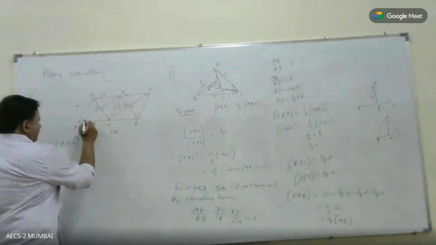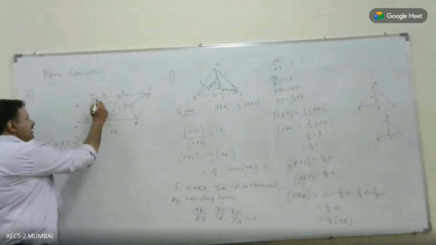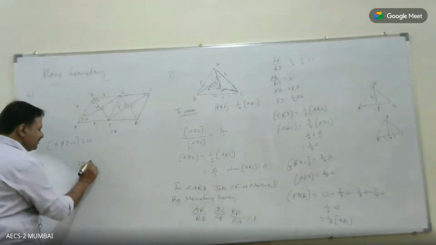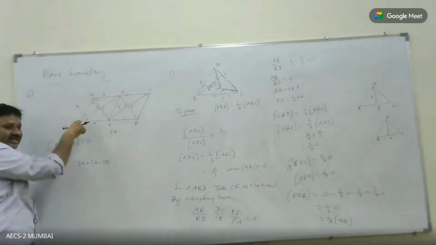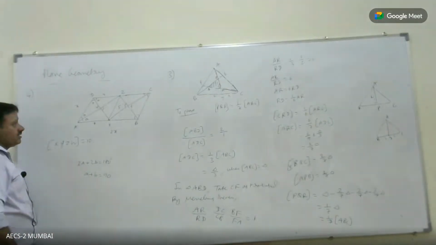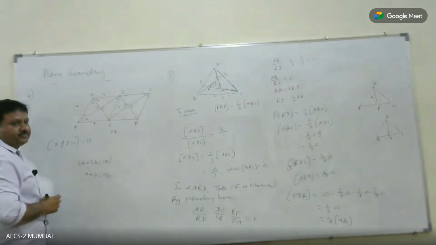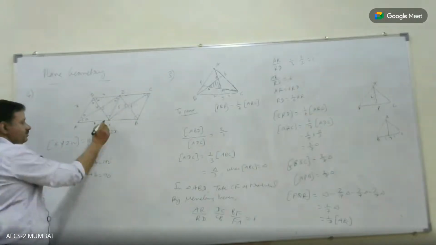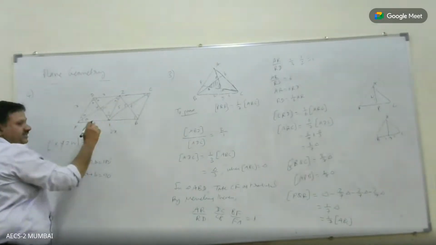See children. If this is A, how much is this? A. If this is B, how much is this? B. How much is 2A plus 2B? 180. This plus this is 180. Co-interior angles. So this makes A plus B 90. How much is this angle? Very good. How much is this angle? B. A plus B is 90. How much is this? This is easy.